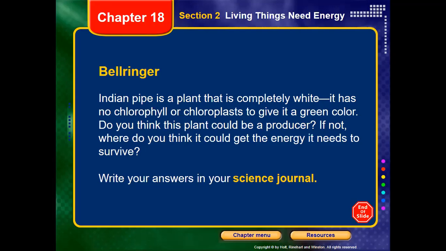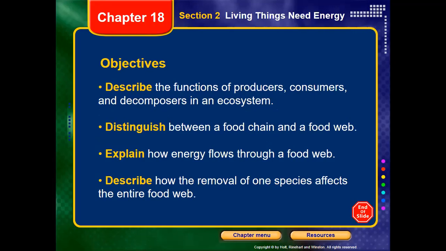To get their food, we have different types of living organisms and different ways they obtain it. That's what we're gonna learn in this lesson. By the end of this lesson, we should be able to describe the function of producers, consumers, and decomposers in an ecosystem, then distinguish between the food chain and food web, explain how energy flows through the food web, and finally describe how the removal of species affects the entire food web.